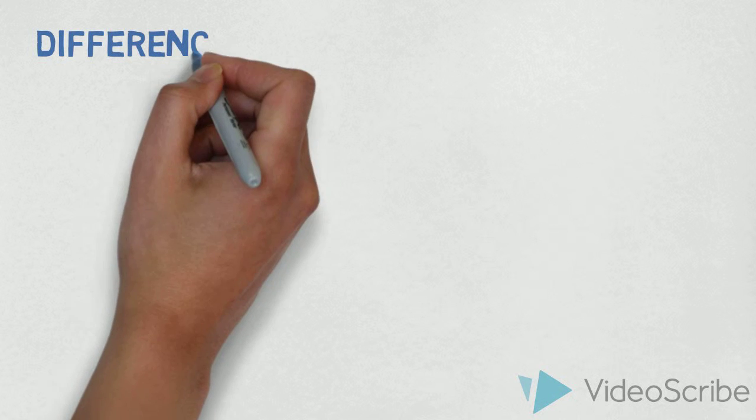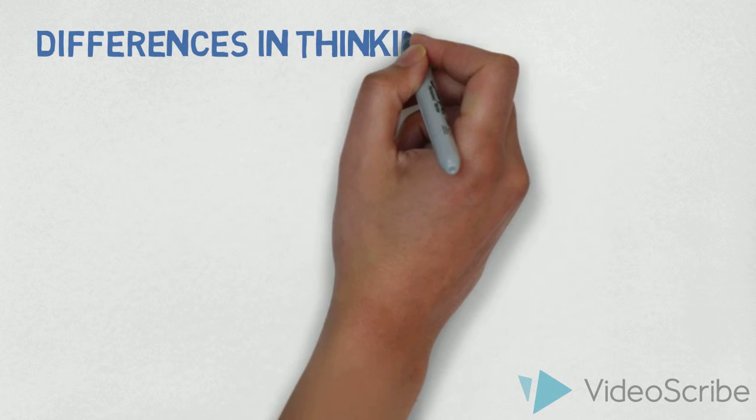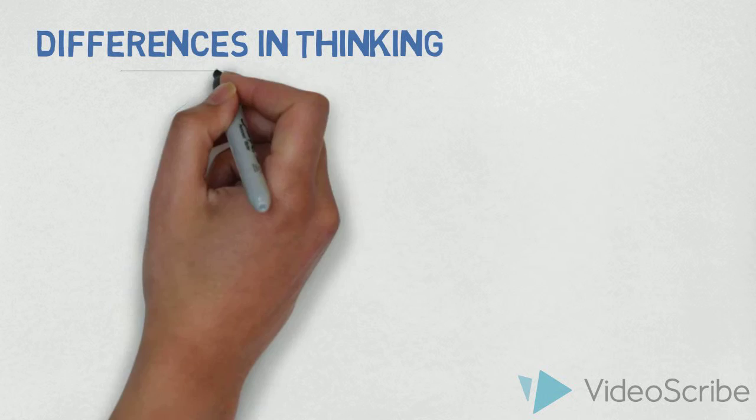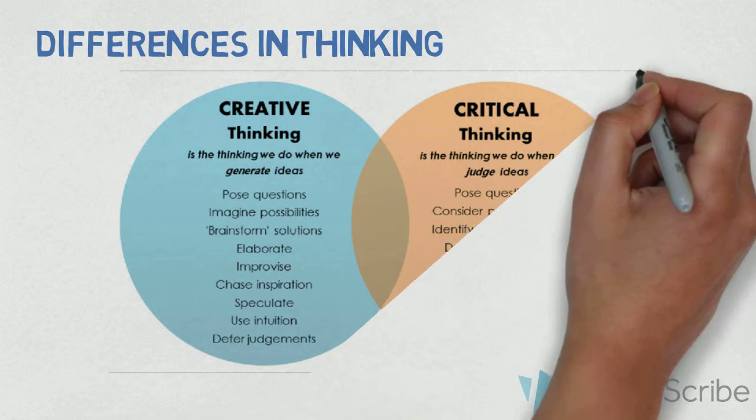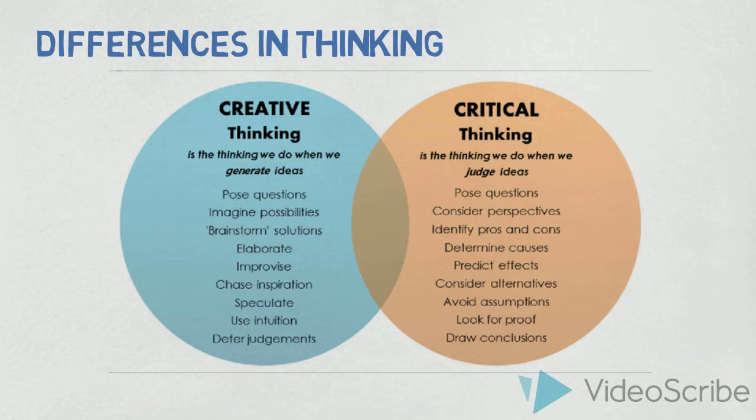Critical thinking and creative thinking complement each other and are very strongly linked. Creative thinking is the thinking we do when we generate ideas. This can be done through brainstorming, improvising, and using intuition. Critical thinking is the thinking we do when we judge ideas. This can be done by posing questions, identifying pros and cons, and drawing conclusions.